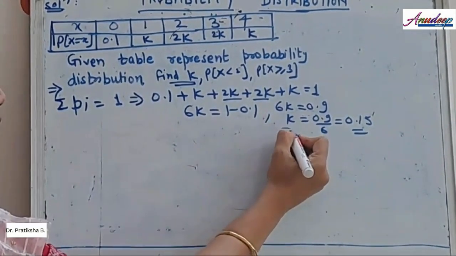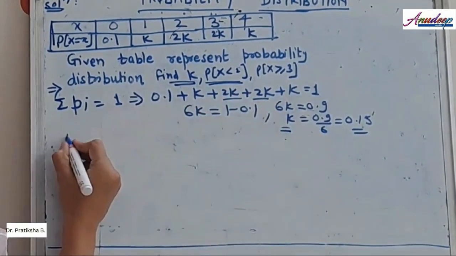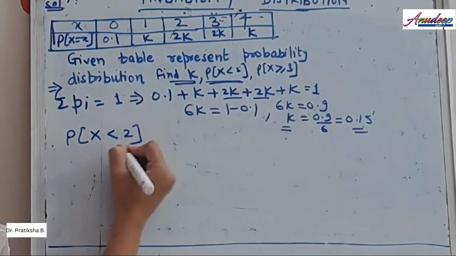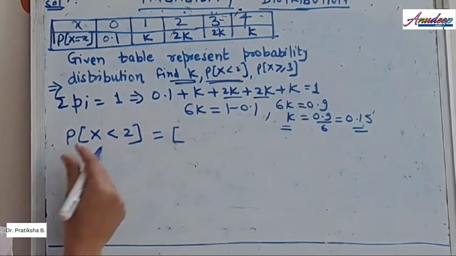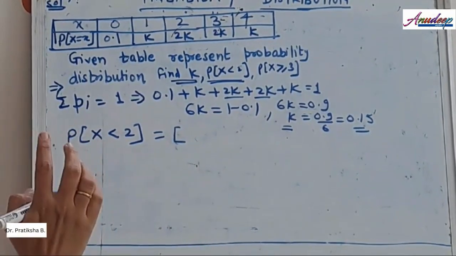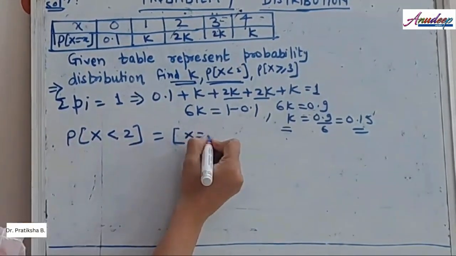Now as we have figured out the value of k, the next question is to find the probability that x is less than 2. When x is less than 2, what are the values the random variable x can take? That is what you have to identify first. So x will be taking a value starting from 0.